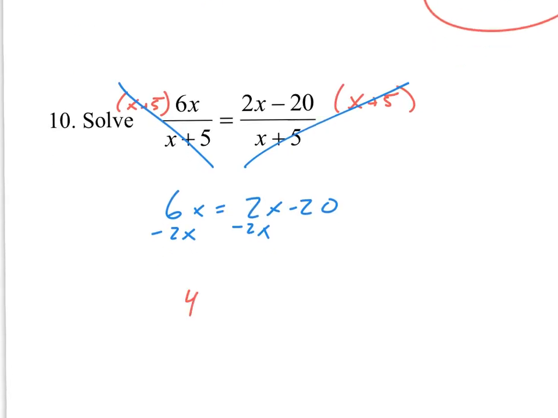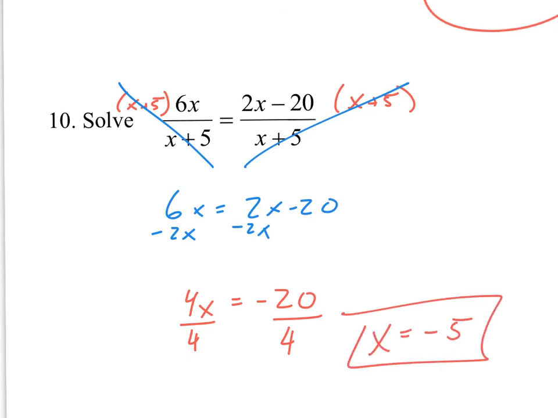You end up with 4x equals negative 20. Divide by 4, x equals negative 5. Next question.